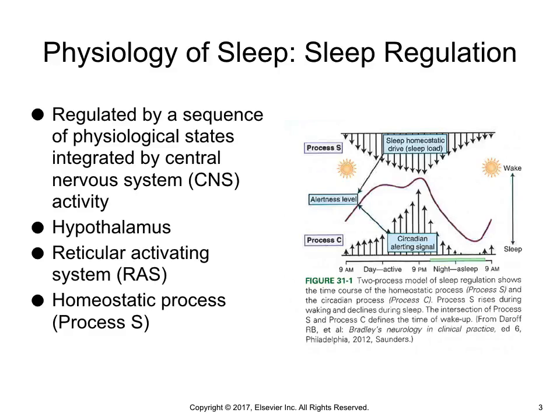Both the homeostatic process, or process S, which primarily regulates the length and depth of sleep, and the circadian rhythm, or process C, which influences the internal organization of sleep, timing and duration of sleep-wake cycles, operate simultaneously to regulate sleep and wakefulness. Time of wake-up is defined by the intersection of process S and process C.